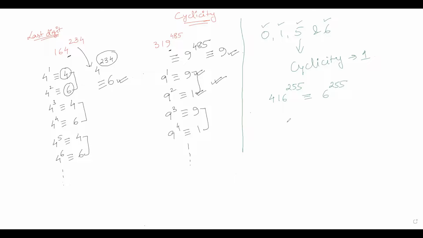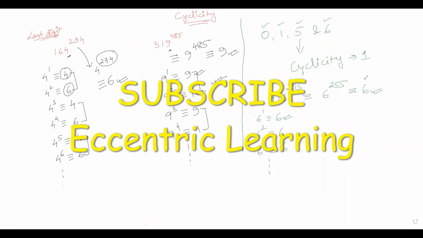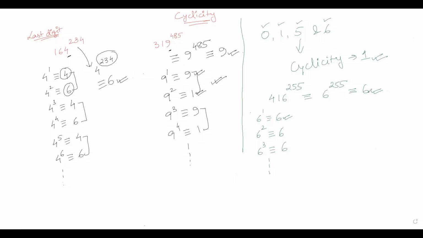to power 255. Now 6 raised to power 1 gives us the last digit as 6. 6 square gives us the last digit as 6 times of 6, which is 36, that is 6 again. 6 cube will again give us the last digit as 6, and so on. So the higher power of 6 will give us the unit digit or the last digit as 6. So 6 raised to power 255 will also give us the last digit as 6. In a similar way, the higher powers of numbers ending with 0, 1 and 5 will also have a cyclicity of 1. So they will give the unit digit as 0, 1 and 5 respectively.